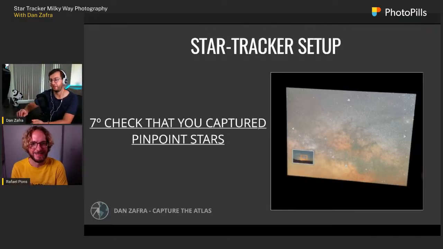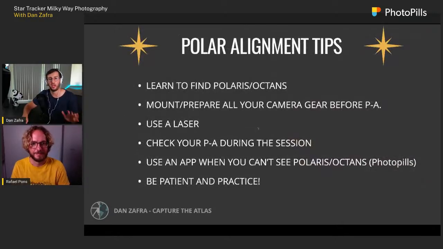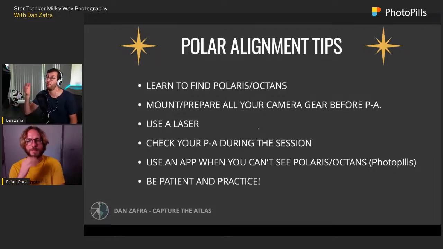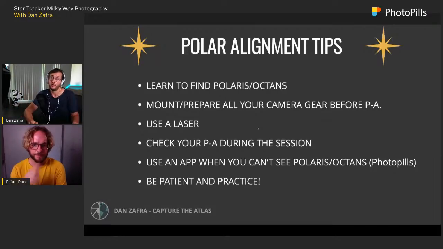Yeah, let's move ahead. So as I said, we cannot get into polar alignment because that would take an entire masterclass, but I'm going to give you a few tips. First of all, of course, learn to find Polaris or Sigma Octantis. You need to know how to find these stars in the sky. Otherwise, you're not going to be able to align your tracker and to track.